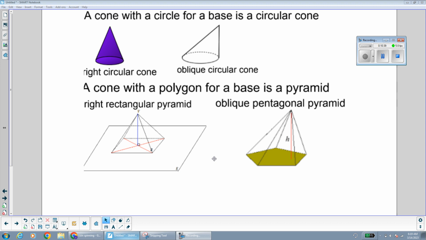But the difference from a prism is that a prism has two parallel bases. There's one on the top, one on the bottom. A pyramid only has one base, and at the top is a point.